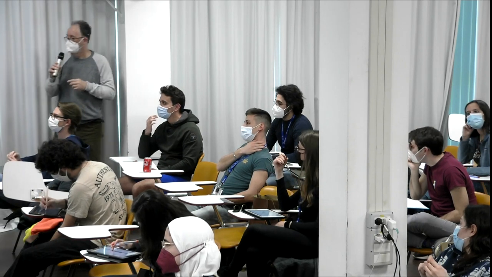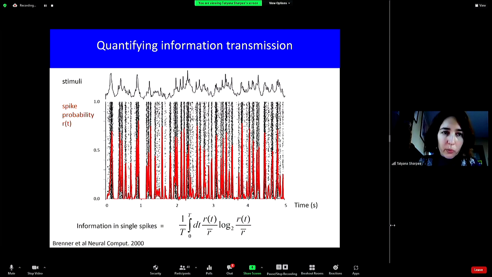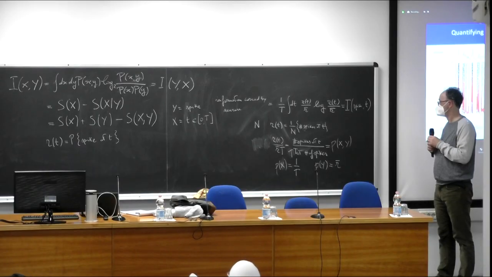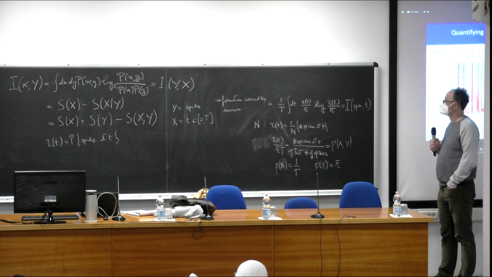Yes, so that's a very good question. If you look at the general expression between X and Y on the left side of the board, then if the two variables are independent, P of X and Y is equal to the product of P of X times P of Y. And so the expression under the logarithm will be 1, and information will be zero. It is true that if you have two independent variables, then the information will be zero. And in our expression, if R does not depend on time, meaning it does not depend on the stimulus, then R of T divided by average R will be 1, and information will be zero.